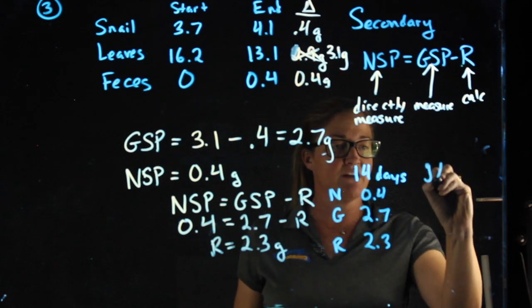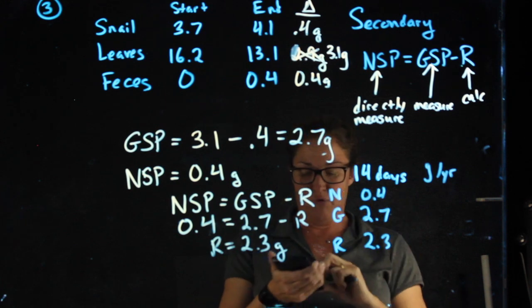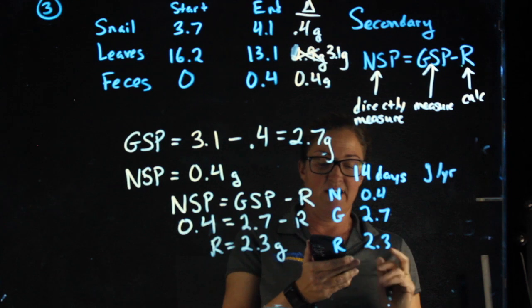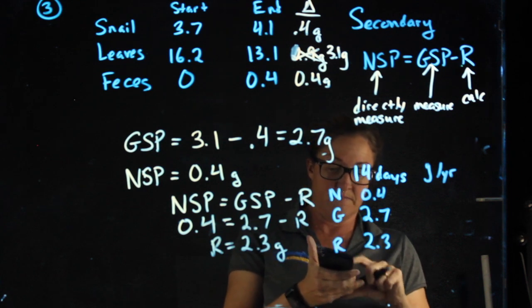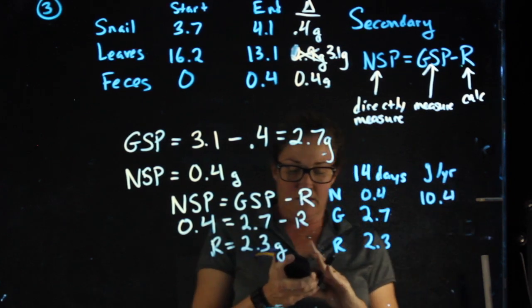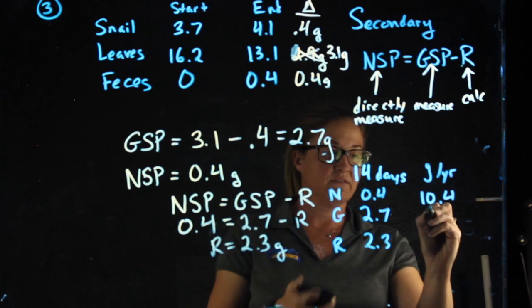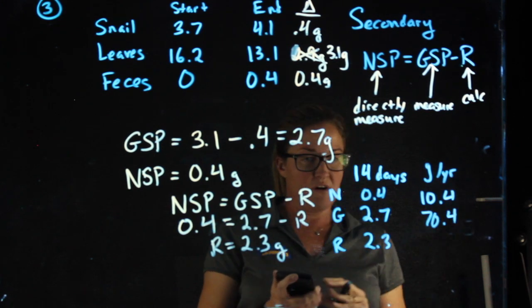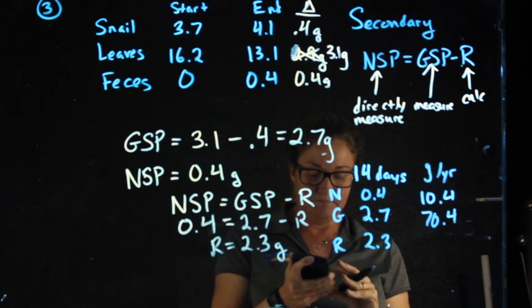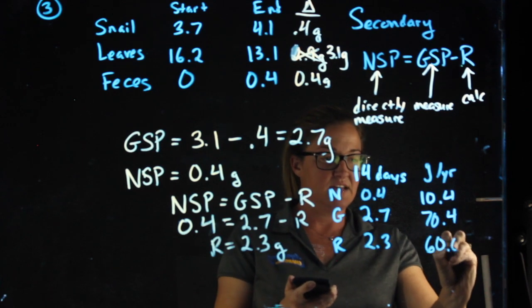If I want the grams per year, assuming the snail keeps growing at this rate, I need to adjust the 0.4. I'm going to divide by 14 and multiply by 365 days in a year. And this gives me 10.4 grams per year. Similarly, 2.7 divided by 14 times 365, 70.4 grams per year. 2.3 divided by 14 times 365 gives me 60 grams per year.